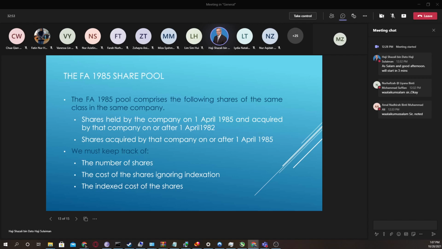And again, just like the share pool, for the FA 1985 share pool we need to keep track of the number of shares, the cost of the shares ignoring indexation, and the indexed cost of the shares. So for corporation tax, you have 3 columns when we look at the pool. The share pool for individuals is only 2 columns, which is number of shares and cost. For corporation tax, there are 3 columns: number of shares, cost, and your indexed cost. We will go through an example, then you can look at it and see how it's done.